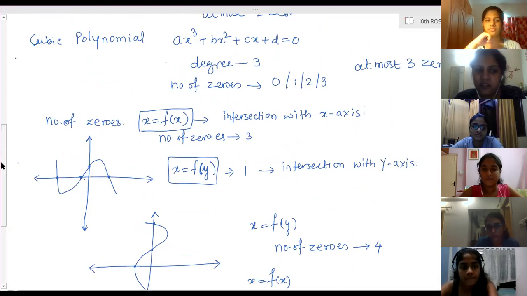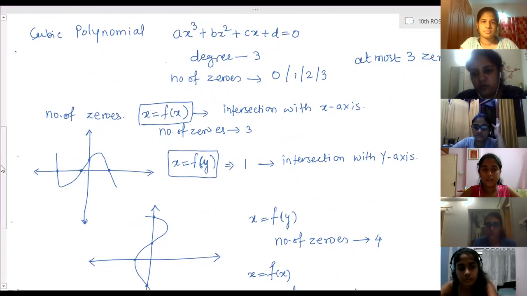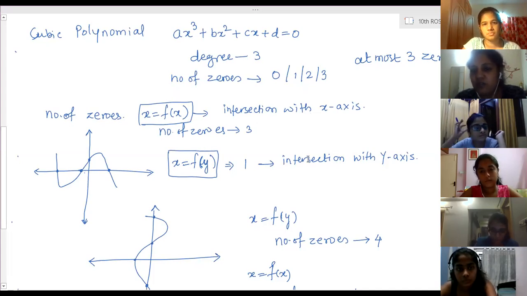Only in this part it is asked: a graph is given, you have to find the number of zeros. But for that you have to check what they have given. Is the function in terms of x or y? If it is x, that means you have to count the intersections with the x-axis. And if it is given f of y, that means you have to count the intersections with the y-axis. Okay, Mom.